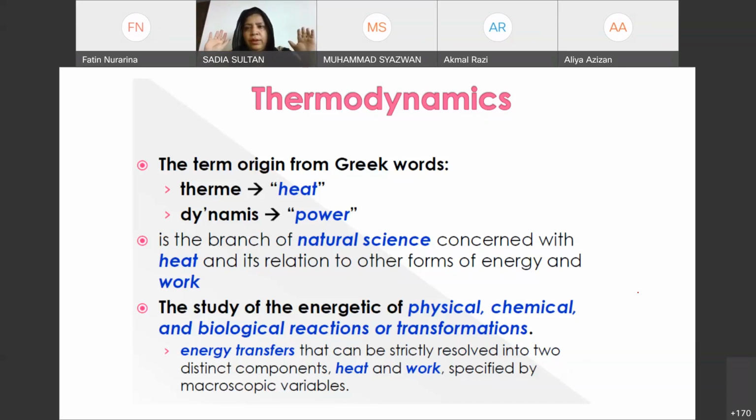This will enhance your knowledge, and this will help you in the future as well when you go into pharmaceutics, because in pharmaceutics you have these types of properties. So, thermodynamics.